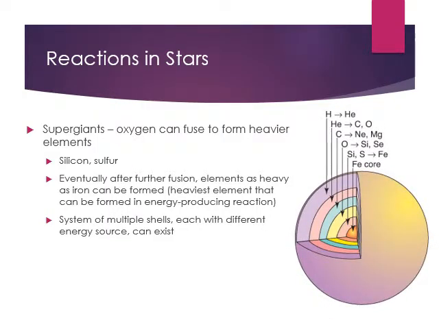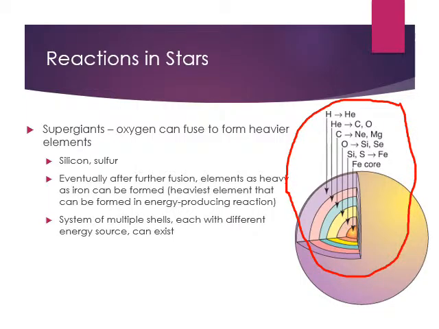And here, if we cut a cross-section through a typical star, we can see the different layers with the different reactions taking place. With iron being the heaviest element formed, this tends to sink to the core.